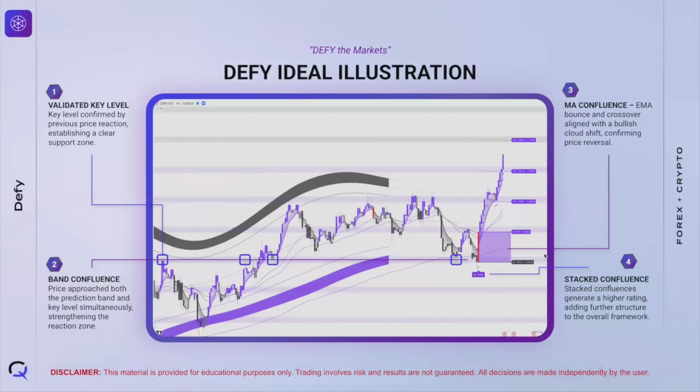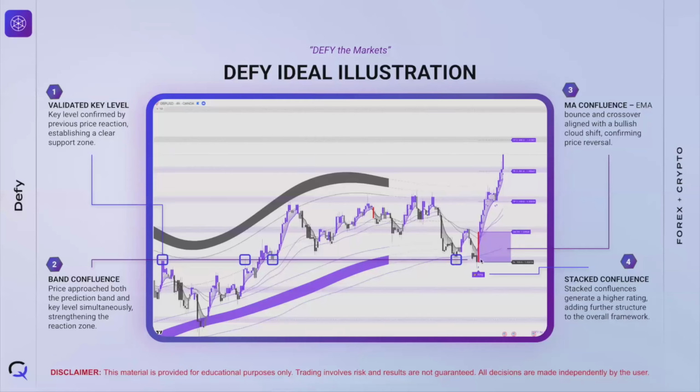All righty. Now, again, here is an ideal DeFi illustration of everything lining up just perfectly. This is kind of the bigger picture. We have a nice validated key level right over here. The market is also trading into the bands. So you see we had one rejection and then a second possible rejection. You could also see that we have our moving averages. They are also available. They're built into the DeFi system.